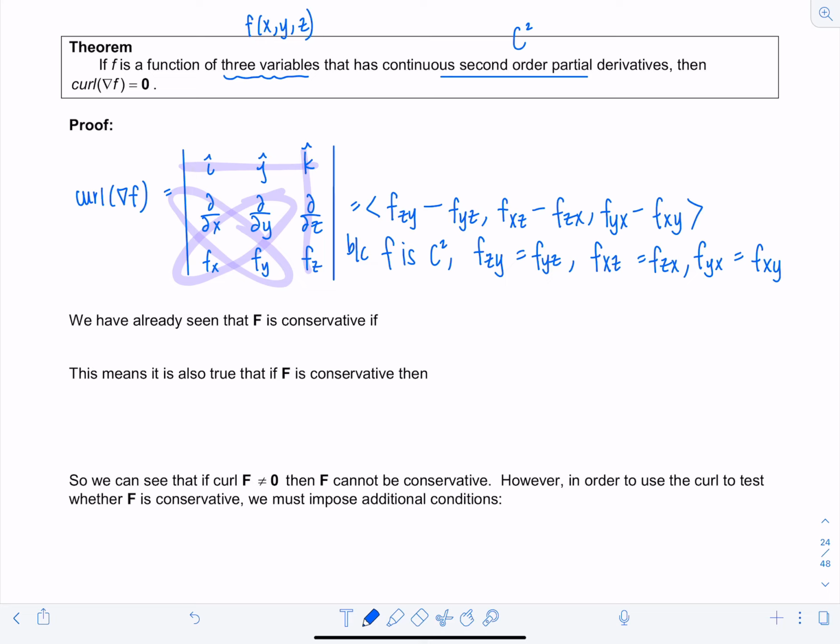Anyways, since the mixed partials are equal, that means each of these components now is going to equal 0. So we're going to be left with 0, 0, 0, which is the zero vector as desired. All right, so that proof was really straightforward.